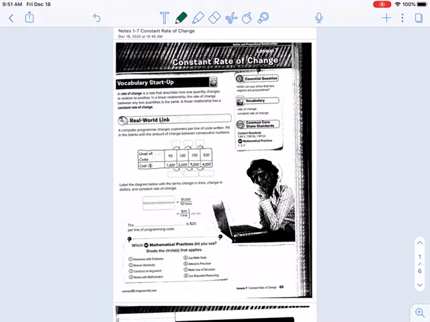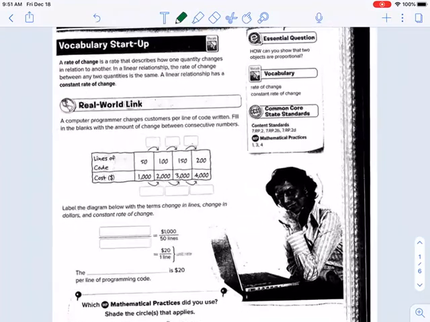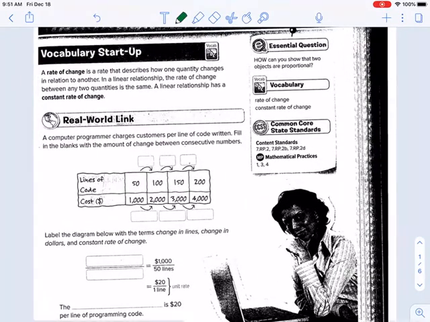Turn to page 65 in your book. This is Chapter 1, Lesson 7 on constant rate of change. And you'll notice that this is very similar to the unit rate that we were doing in previous lessons. So a rate of change is a rate that describes how one quantity changes in relation to another.